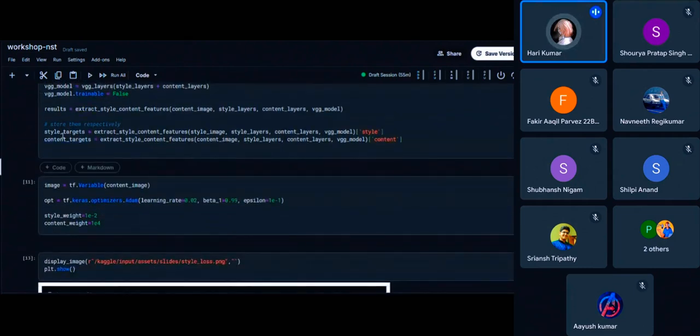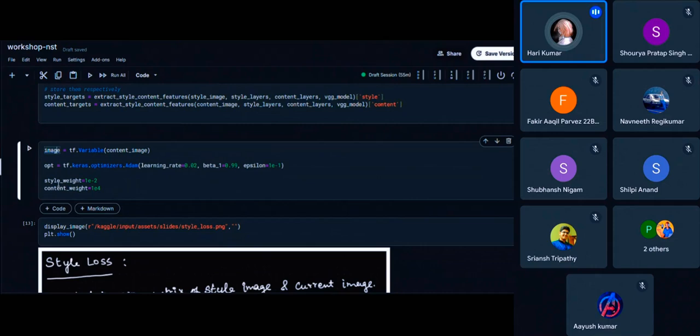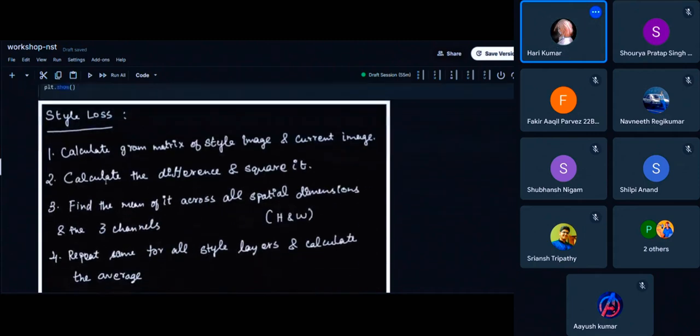And then the style target is basically the style features of the target image that we want, and the content target is basically the content features of the target image we want. We load the content image as our starting image to work with, and then we define the optimizer, that is the Adam optimizer, and define the style weight and content weight.